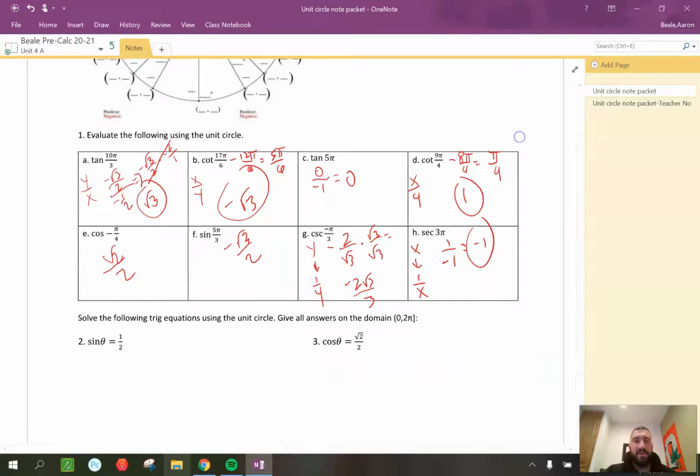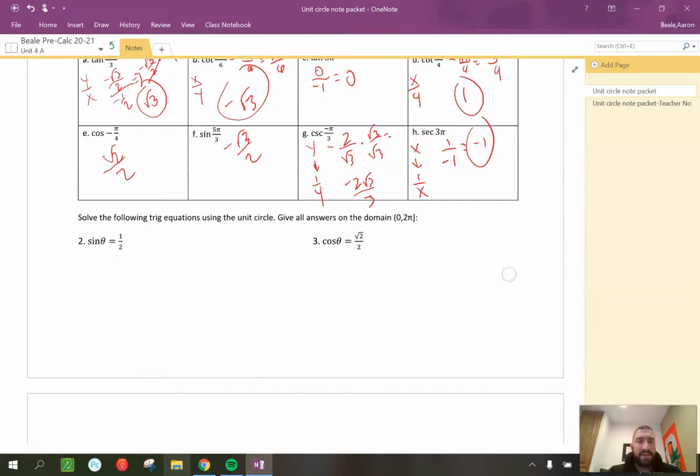Okay, next. This is kind of the new stuff. It says, solve these, give your answers on the domain 0 to 2 pi, which means you're only looking at one full term, because otherwise it would be infinite for your answers, right? If you could say, oh, well, what about if I turned it 4 pi? Then I could have more angles in there.